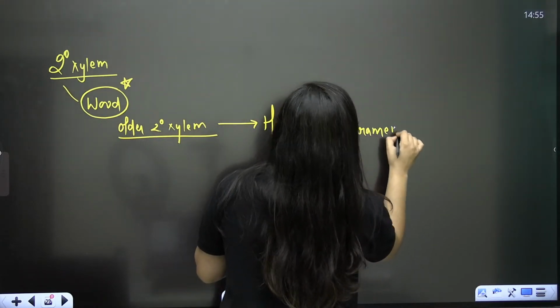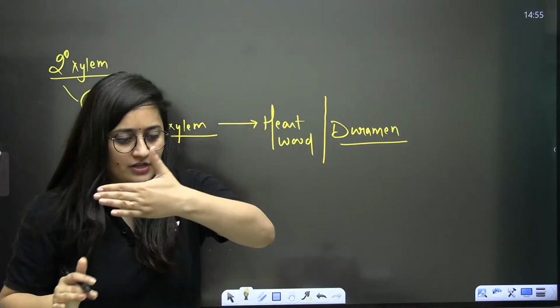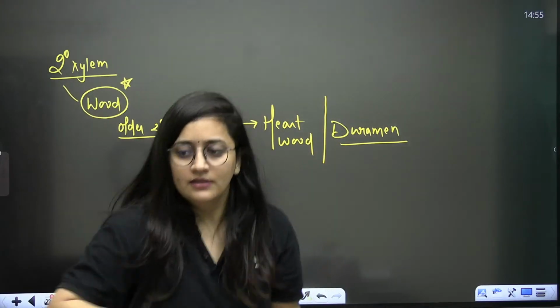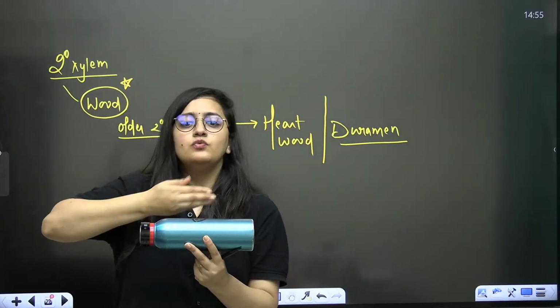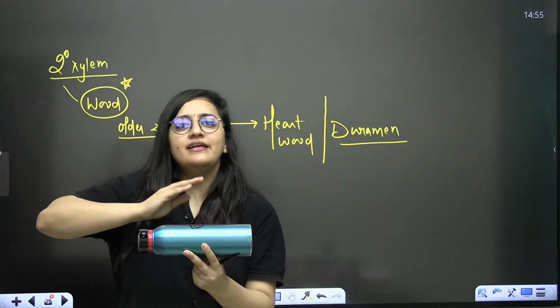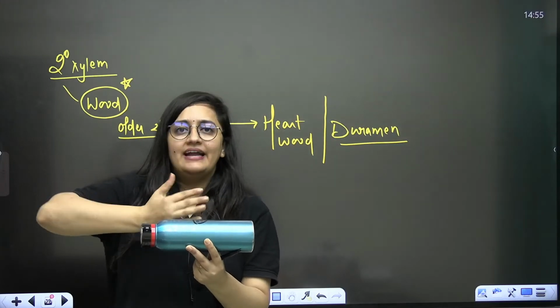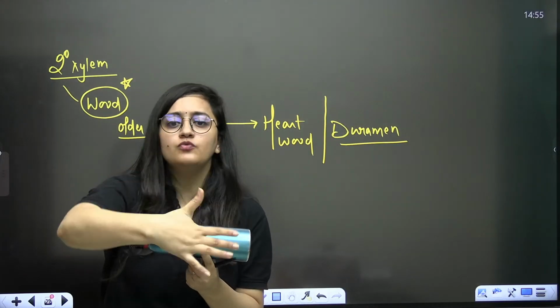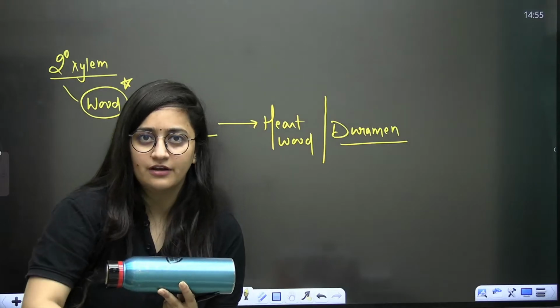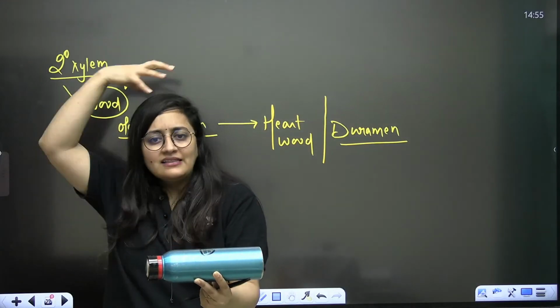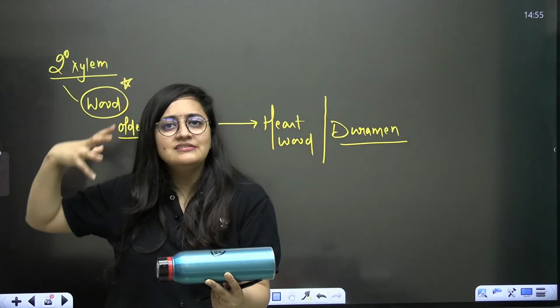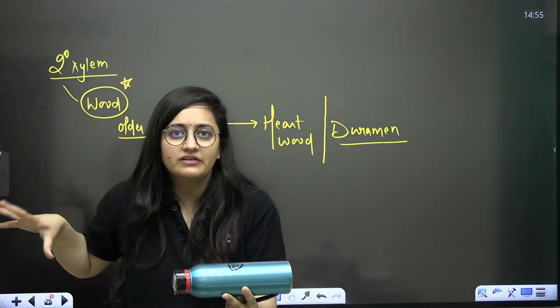Let me explain how. Just imagine it. Let's say this is the vascular cambium. Towards the inner side, there is the formation of secondary xylem. Towards the outer side, there is the formation of secondary phloem. So with time, secondary xylem will form more and more. Imagine that central part. It is the older secondary xylem, the wood.